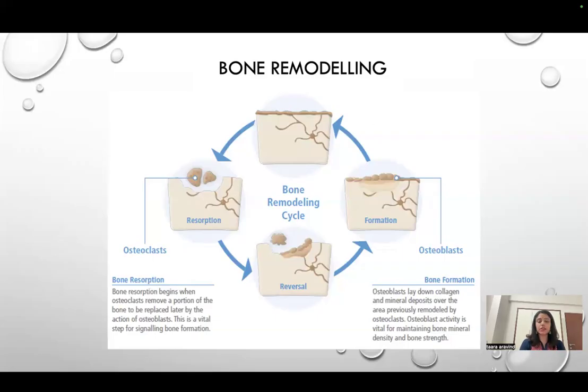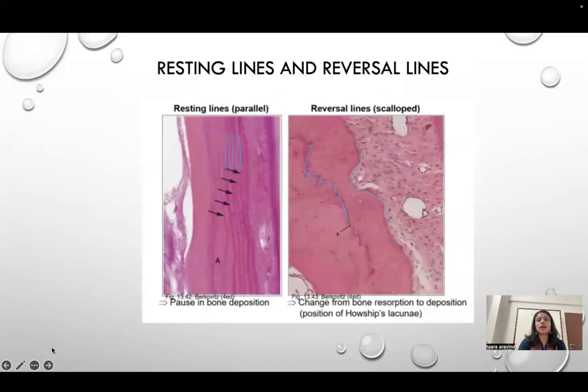And this continues. In the quiescent phase, the bone is lined by flattened cells, that is, osteoblasts on the bone surface, until a new remodeling cycle is triggered. So this is the whole process of bone remodeling, and it is completely a physiologic process. It occurs naturally. And so these are the resting lines.